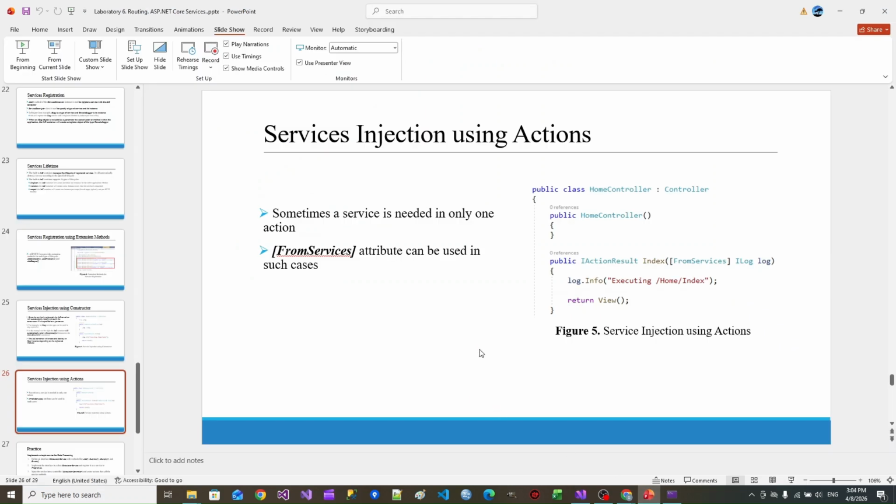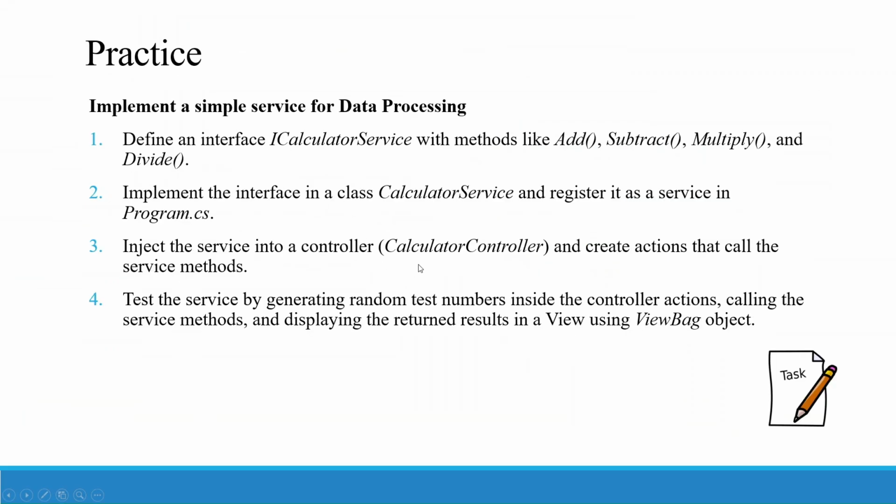So you have to do something similar for your assignment. You have to define services and inject them either on the constructor, or on the actions that you need them. Here you have a practice task to implement a simple service for data processing. So first you have to define an interface, like ICalculatorService, with methods like add, subtract, multiply, and divide. Then you have to implement the interface in a class called CalculatorService and register it as a service in the program class.